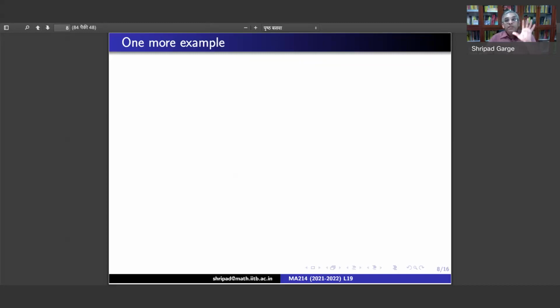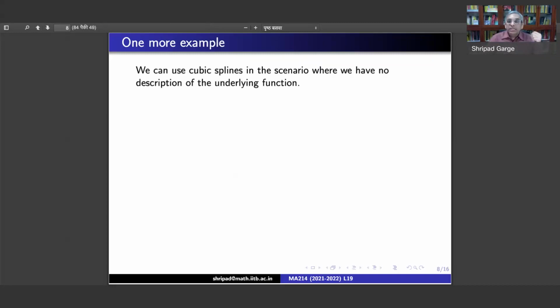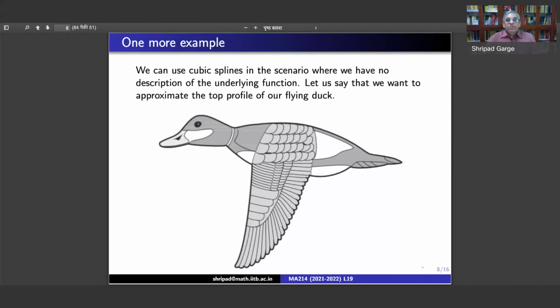And we come back to our example that I think we have done maybe 2 lectures back, where we did not really have a well-defined function, meaning there was no formula for the function, but we had only used a large data because we wanted to do something which is very physical in nature. So we have no description of the underlying function, but we will apply cubic spline. So for instance, if you remember this flying duck, suppose we want to trace out or understand the top profile of this flying duck. If you remember, we had done this example for Lagrange interpolation, and we saw that the Lagrange interpolation was giving you large errors.